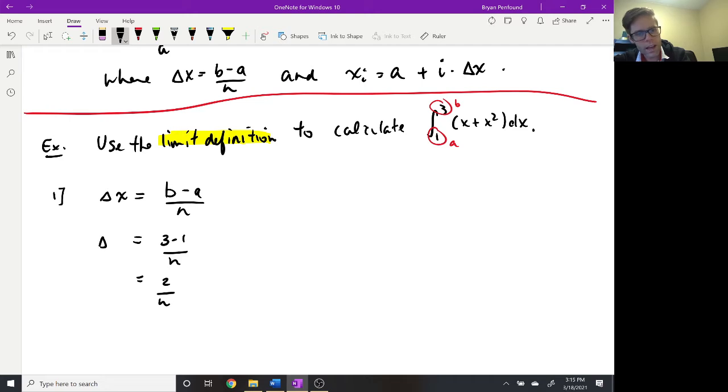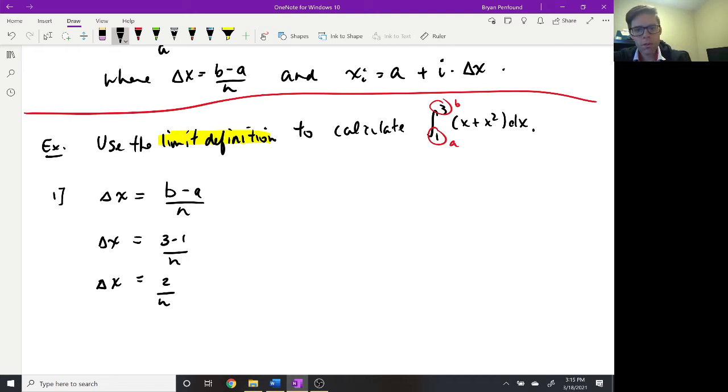So that's the size of each of these little subintervals along the x-axis. Each of those subintervals is going to be 2 over n big. And of course, as we let n tend towards infinity, these start to get smaller and smaller and smaller.